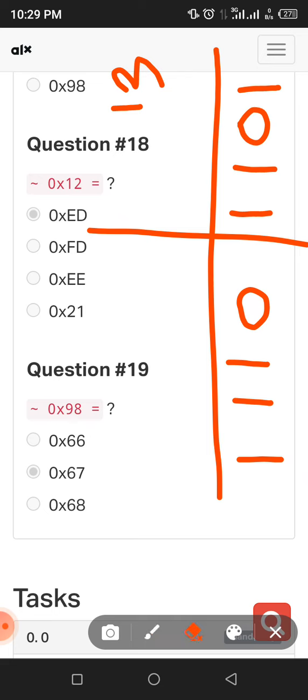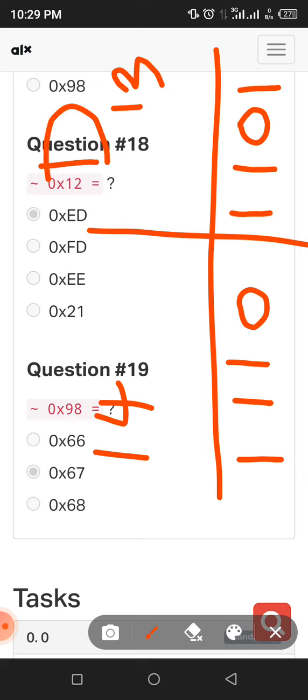And I tell you, in hexadecimal, we don't have 14 and 13. They are represented with letters. So 10 stands for A, 11 stands for B, 12 stands for C, 13 stands for D. So 13 is a D. Then 14 will be E. So it will be ED. So you see our final answer is ED.